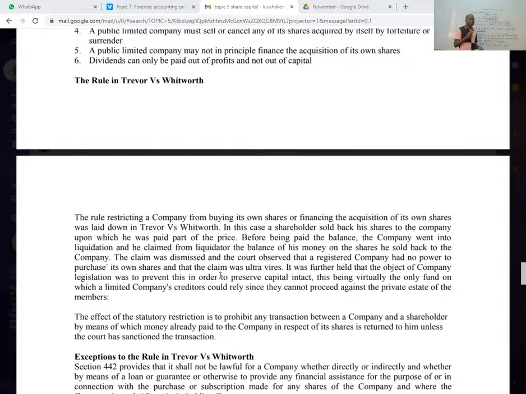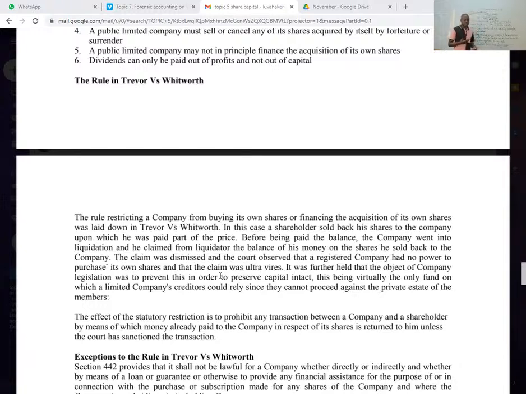So on liquidation, the liquidator, the person who normally lists down all the creditors on liquidation, was supposed to pay this particular balance. So this particular shareholder was claiming for the balance on his shares that he had sold back to the company. The claim went to the court, and this is what happened. The claim was dismissed, and the court observed that a registered company had no power to purchase its own shares, and that the claim was ultra vires.